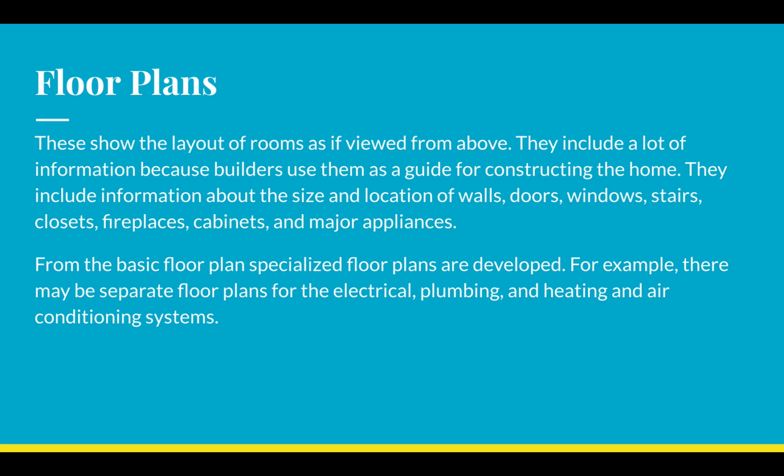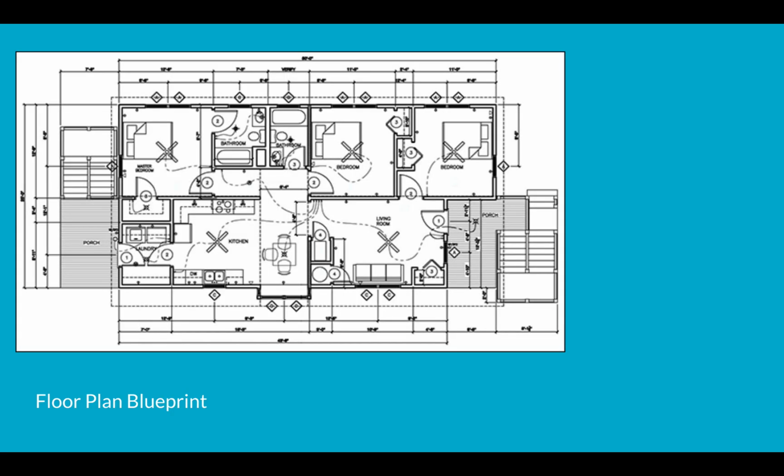From the basic floor plan, specialized floor plans are developed. These could include separate plans for electrical, plumbing, heating, and air conditioning systems. So here is a blueprint of a floor plan, and you can see different things like stairs, and the basic room layout for each of the rooms.